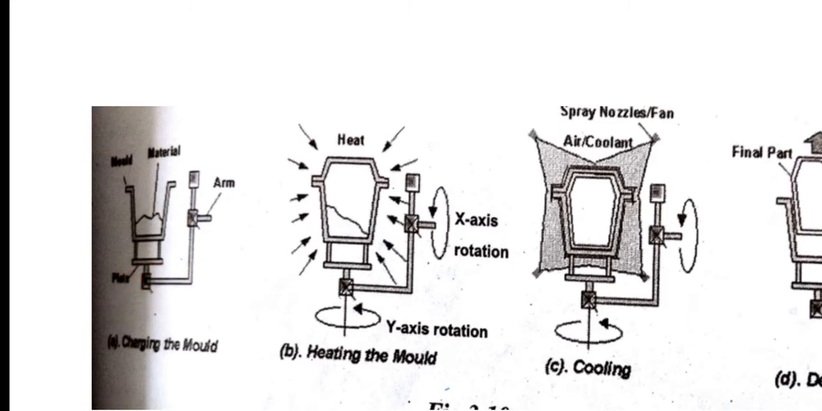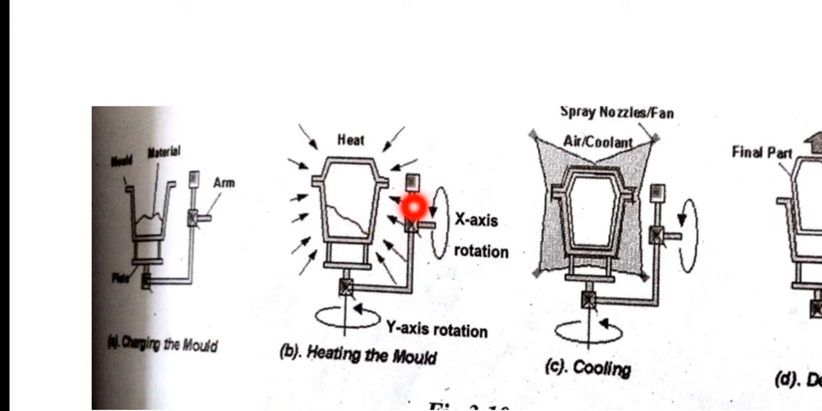Second one, heating the mold. Now when the polymeric material is placed in the mold, we start heating the mold. You see here the directions are shown. Heat is applied to the mold. Therefore the polymeric material which is placed will be melted at high temperature.